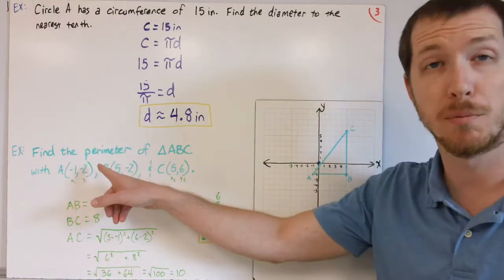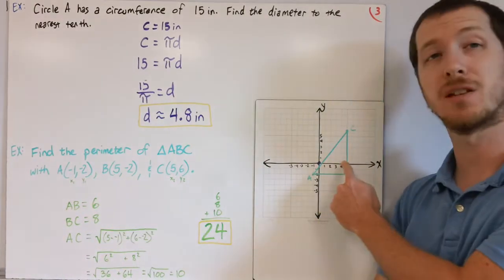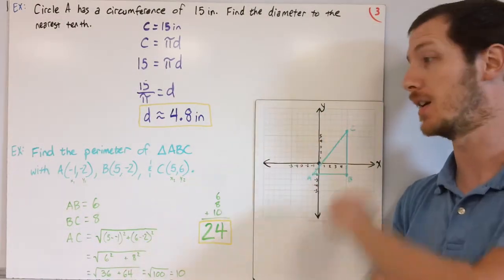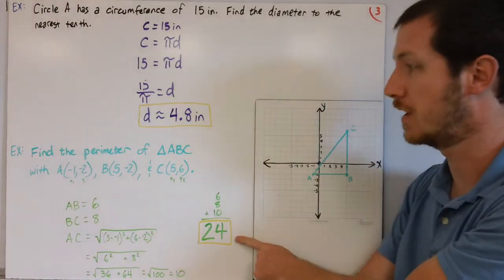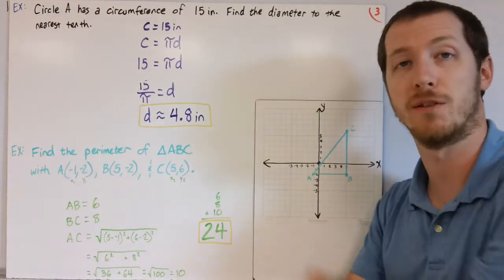So now going back to the problem, remember we want to find the perimeter of this triangle. So we want to add up all 3 sides. So 6 and 8 and 10 gives us the perimeter of 24.